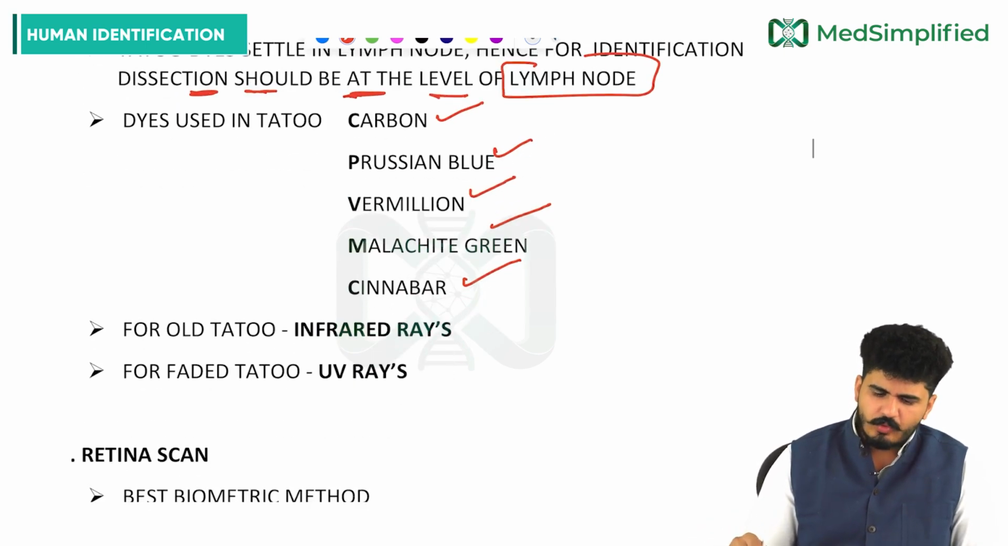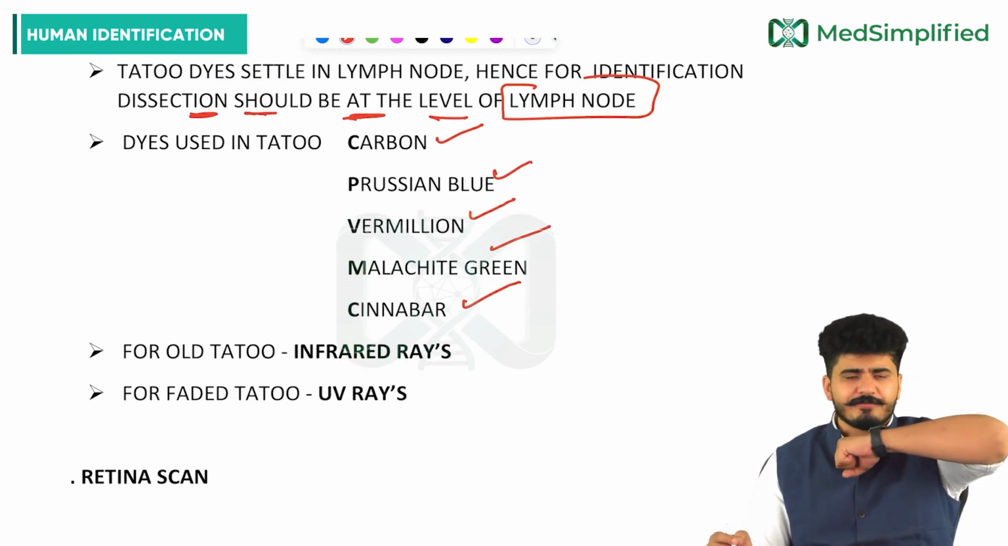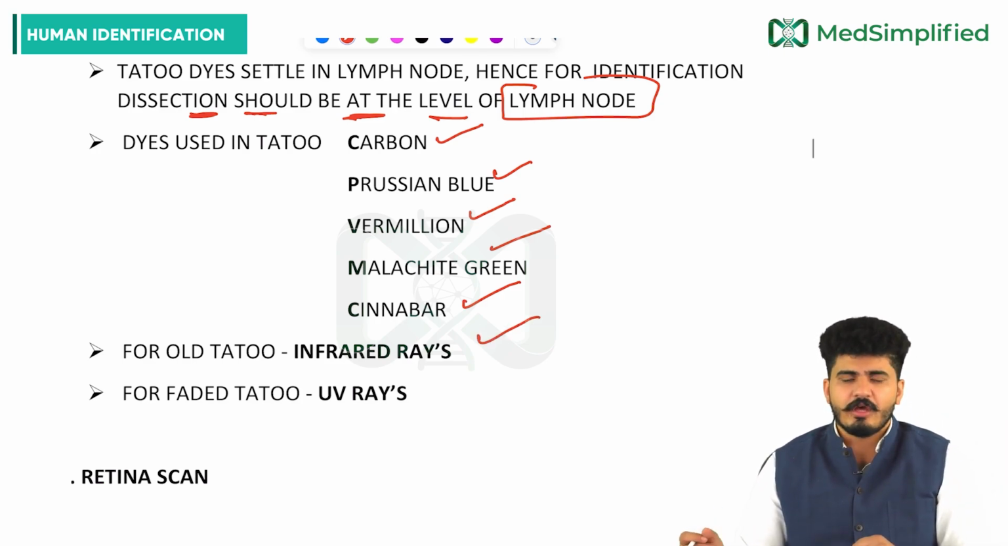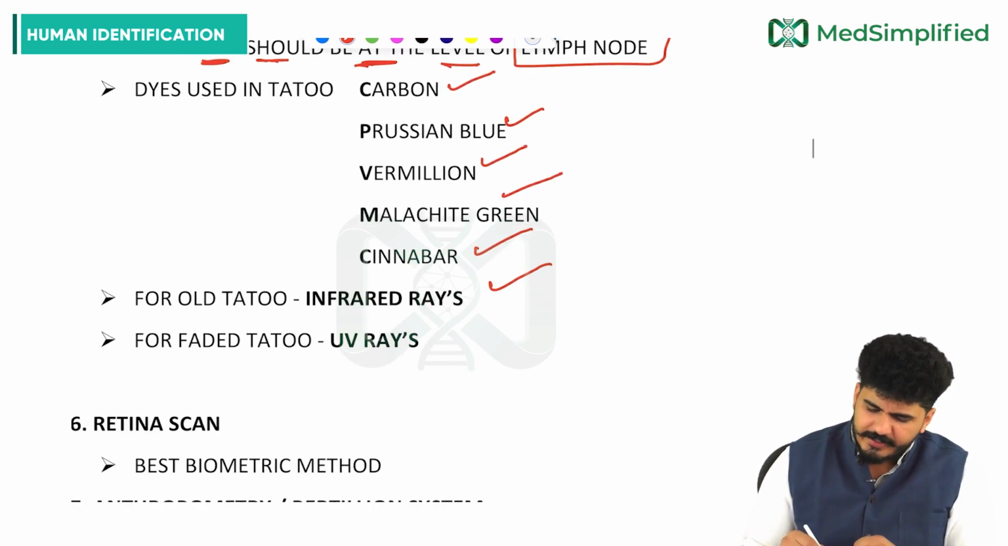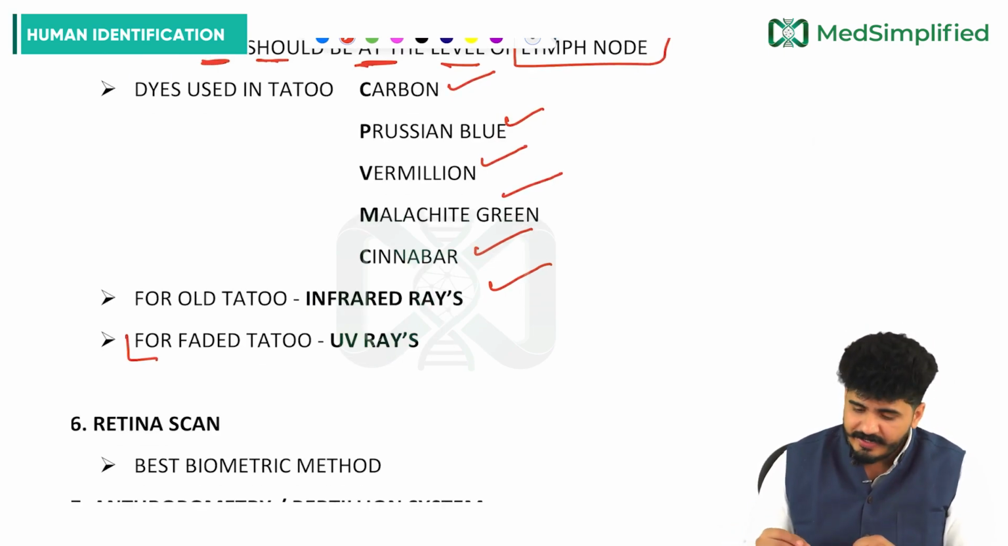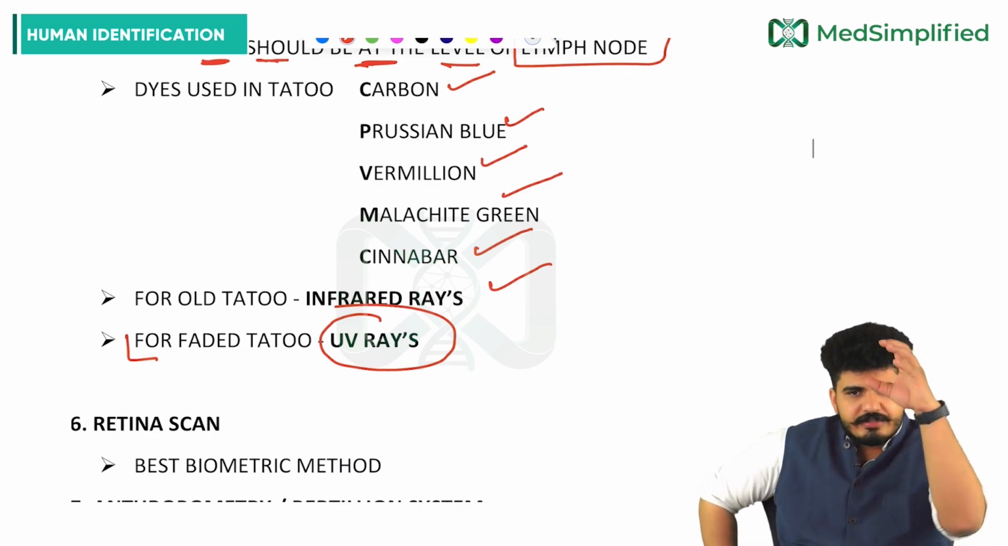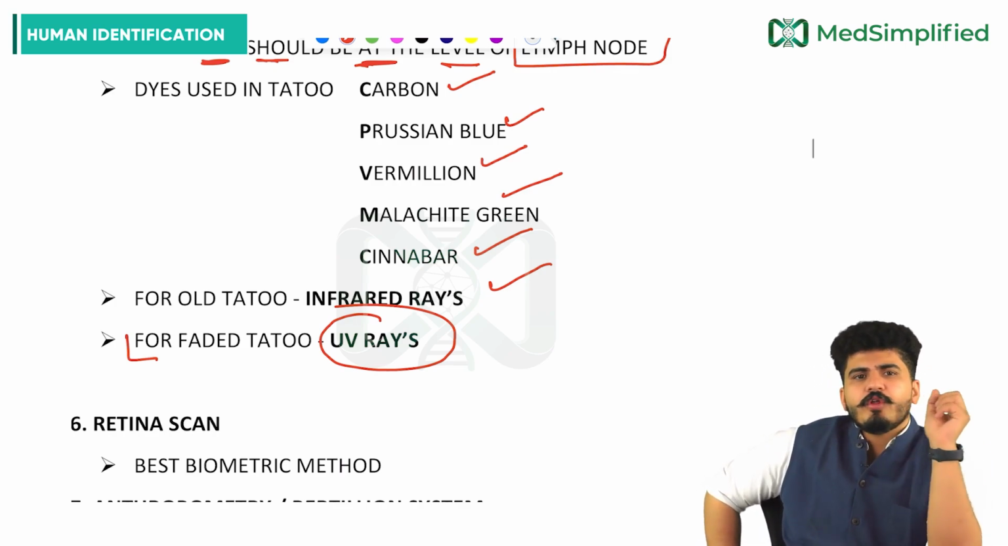For old tattoo, how will you mark? If the tattoo is faded on the body, we use the infrared rays, my dear friends. For the faded tattoo, old tattoo, infrared; for faded tattoo, UV rays are used. So, I will just recollect and recall for all of you.